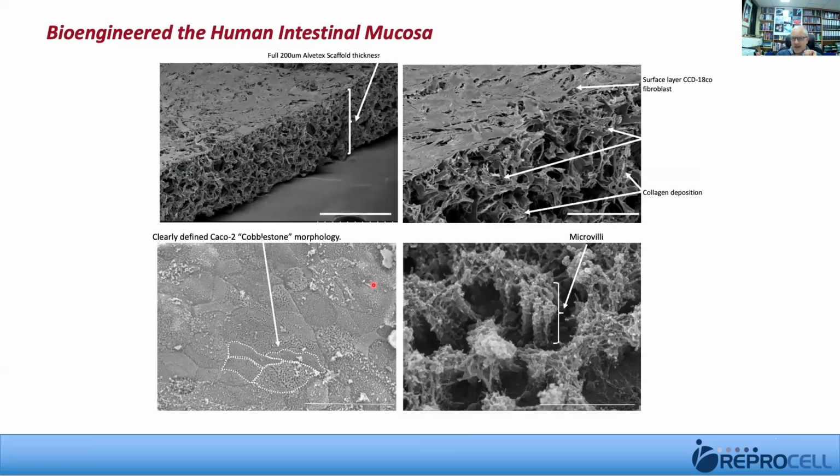This is a scanning electron microscopy showing the submucosal layer. These are the fibroblasts upon which we then see the CACO2 cells. You now see scanning electron micrographs at the surface of the CACO2, the cobblestone appearance. You can just make out the microvilli, which you can clearly see at high magnification, along with the glycocalyx.